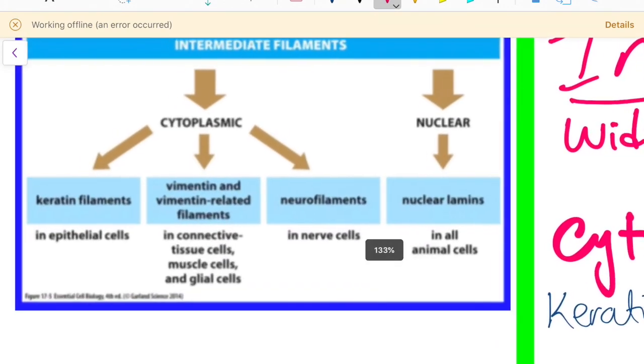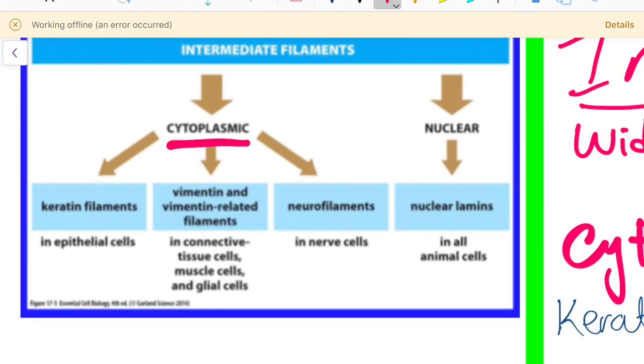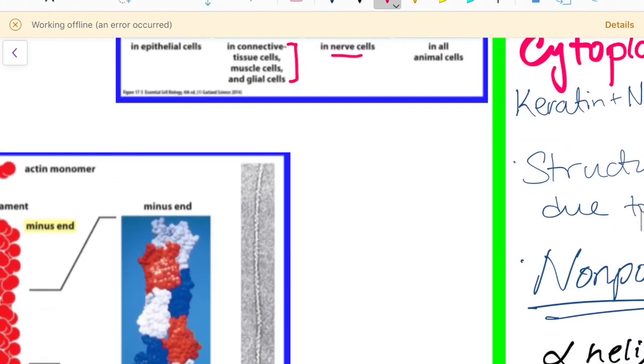Once again, you have 2 types of intermediate filaments. You have the cytoplasmic and nuclear. In cytoplasmic, we find the keratin in the epithelial, some in connective tissue and muscles, and then in nerves we have the neurofilaments. The nuclear lamin is the only one found in the nucleus.